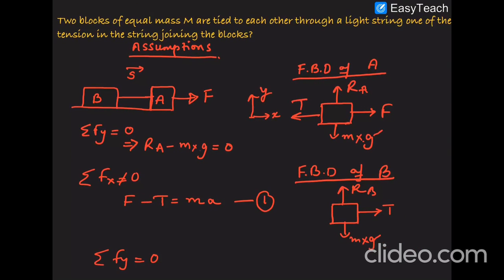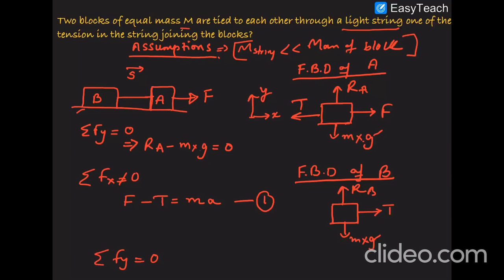This is all it says. Now whenever you encounter the word light string, you have to remember the mass of the string is negligible as compared to the mass of the block m. Okay, this is the first assumption. You always remember, mass of string is much less than the mass of block. Okay, now first you have to understand the problem.